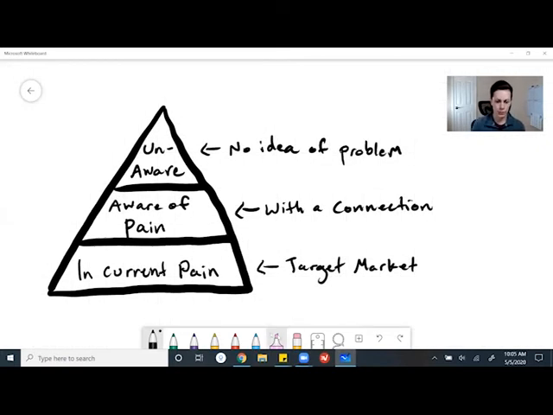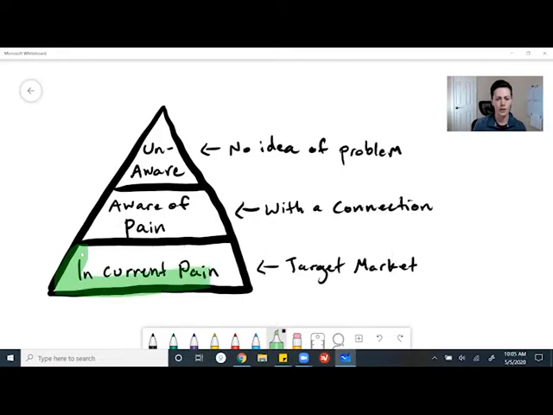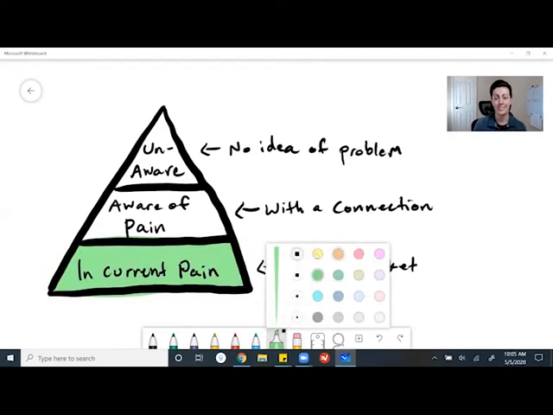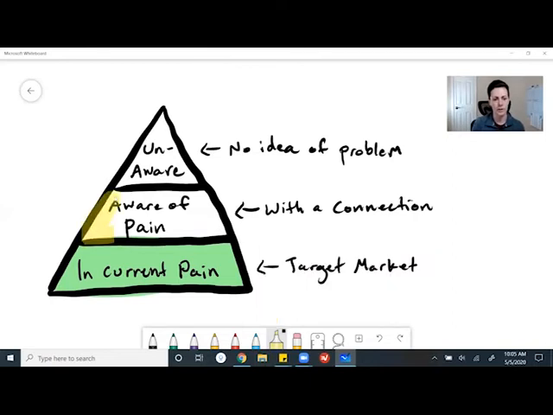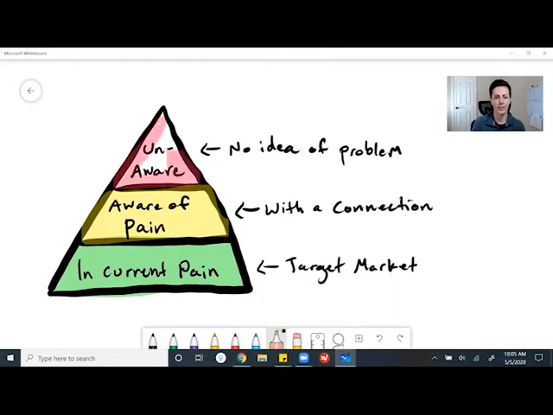Let me get my highlighter here. So down at the bottom here, we have your target market. These are the people you need to be marketing to, selling your app to, generating interest with right away. In the middle here, these are the people who are aware, but not in pain. They can come later. And up at the top here, these are people who are really just unaware of the problem. They get included way too often in that initial marketing and sales. So let's talk about that.